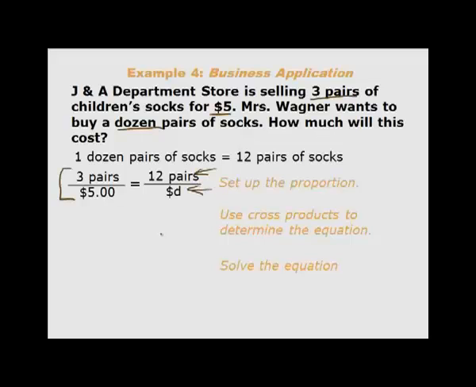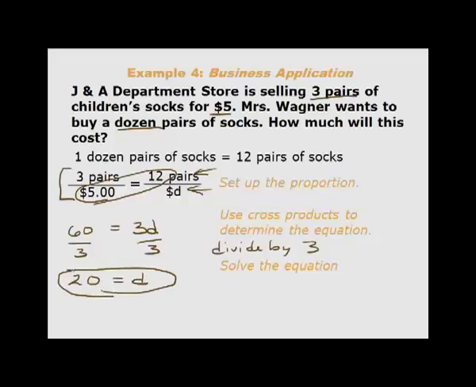This is our unknown. I'm going to use cross products to solve this, which is going to be different than what it shows in your notebook. We have 5 times 12. Well, 5 times 12 is 60 equals 3 times d, which is 3d. Now I'm going to divide both sides by 3. So 20 equals d, and that's my solution. So it will cost $20 to buy 12 pairs of socks. Now your notebook shows a different way of solving this, and if you'd like me to show you that method tomorrow, I'd be more than happy to.